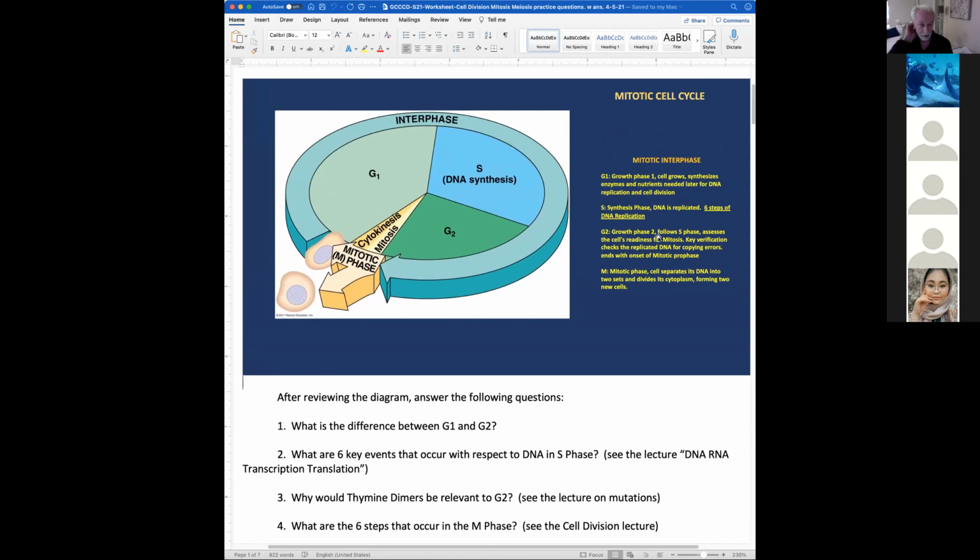At the top of this worksheet is a diagram of the cell cycle. We didn't really talk about this in the lecture about mitosis and meiosis, but it's an integral part of cell division. Between the divisions of cells, these various phases occur, G1, S and G2, and after G2 you have mitosis, which we went over in detail. The description of what happens in each of these phases is given here on the right. So the first question is, what's the difference between G1 and G2? Who would like to address that question?